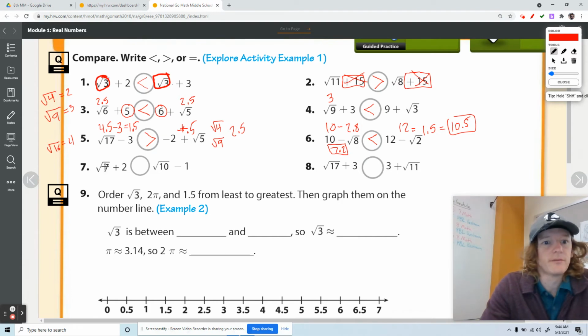Number 7, we have the square root of 7 plus 2, square root of 10 minus 1. Well, square root of 7, that's in between these two again. So we'll say it's about 2.5.